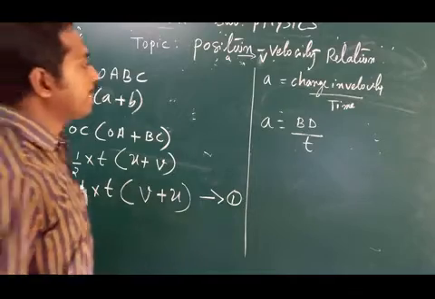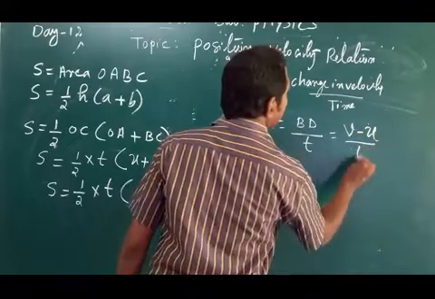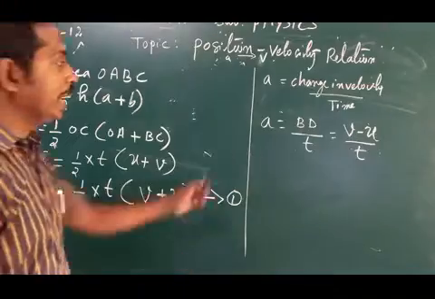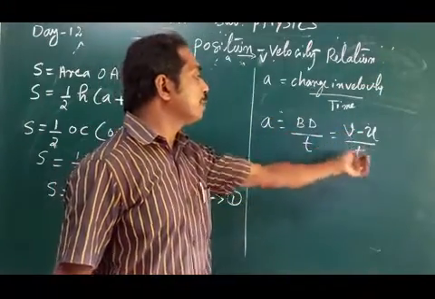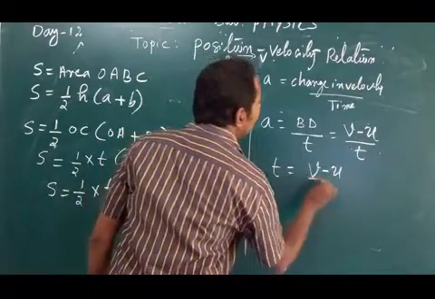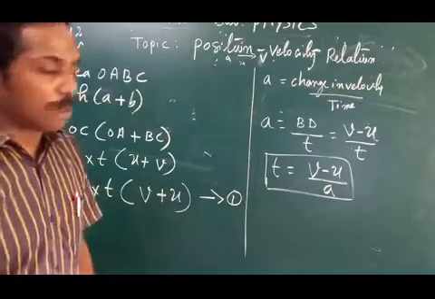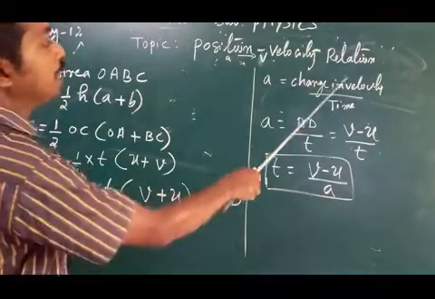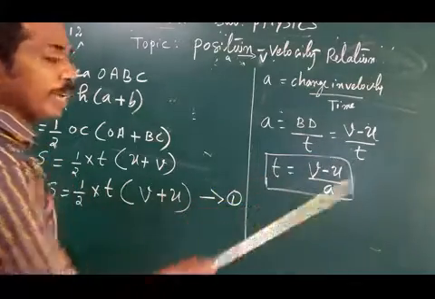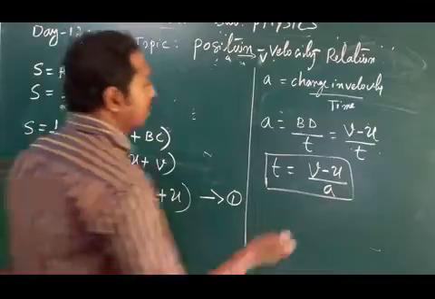Then what is change in velocity? V minus U, change in velocity by time. This we already learned from previous derivations. A equal to change in velocity by T, equal to V minus U by T. Then what is T? T equal to V minus U by A. This derivation I am teaching here so that you understand: acceleration equal to change in velocity by time, A equal to change in V by T, V minus U by T. Then T will be V minus U by A. This is equation number 2.